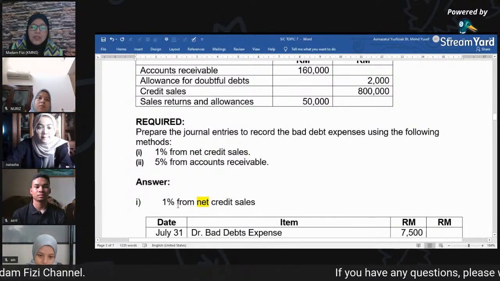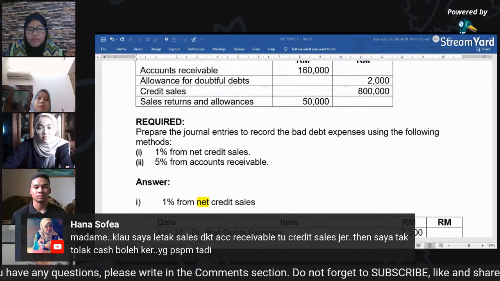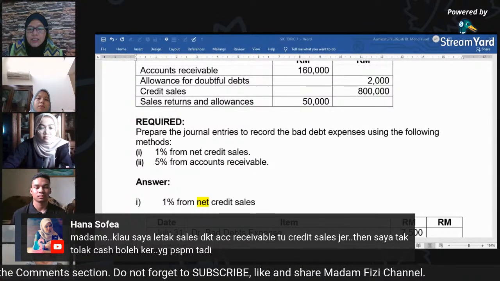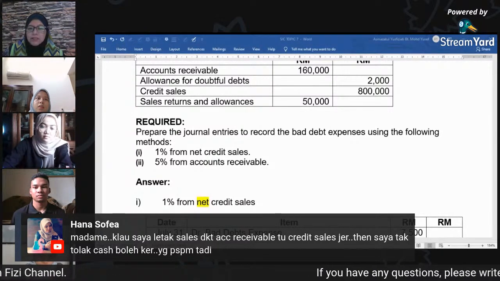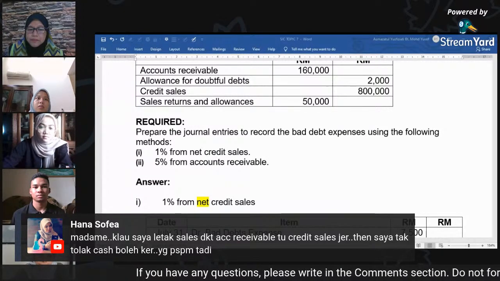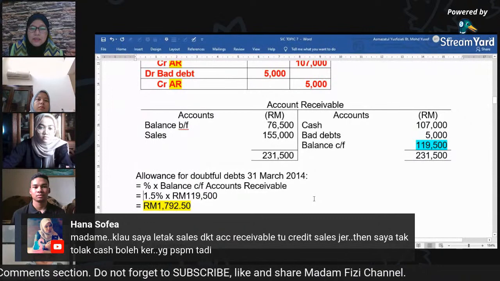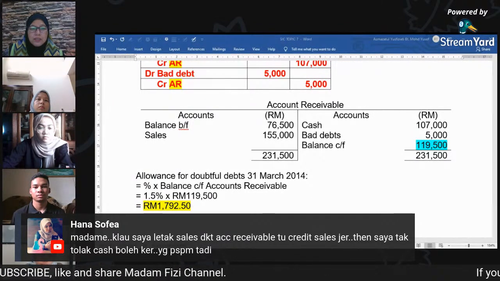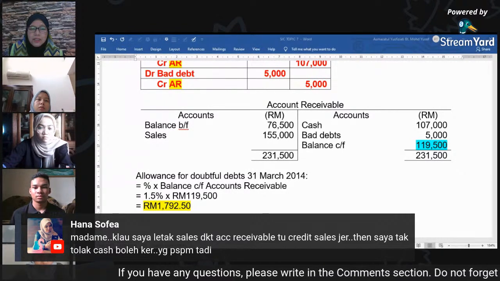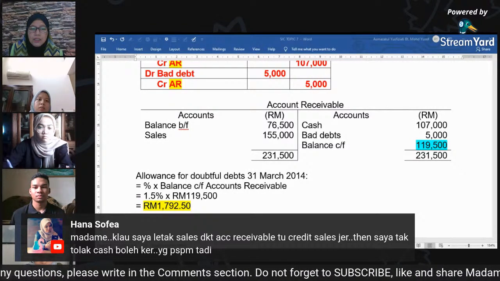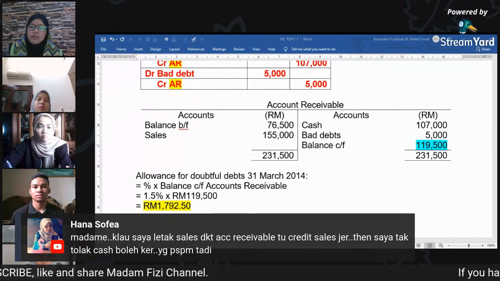Okay. So Madam, Hana ada tanya. Okay, Hana. Kalau saya letak sales dekat accounts receivable tu credit sales je, then saya tolak cash, boleh ke yang PSPM tadi? Okay, sekejap kita tengok balik. Kalau saya letak sales dekat accounts receivable tu credit sales je, then saya tak tolak cash, boleh ke? Tak tolak cash. Dapat sama ke jawapan? Tak sama kan jawapan dia?